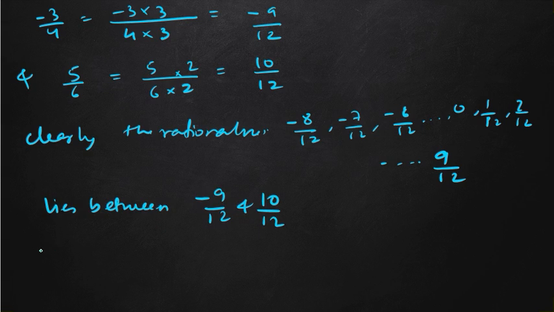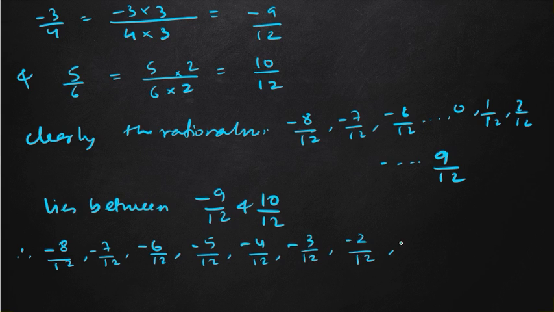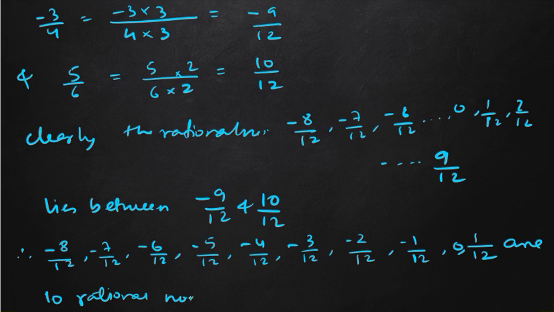Therefore you can take any 10: minus 8 by 12, minus 7 by 12, minus 6 by 12, minus 5 by 12, minus 4 by 12, minus 3 by 12, minus 2 by 12, minus 1 by 12, 0. We have to write another one, so 10 rational numbers between minus 3 by 4 and 5 by 6. In this way you can complete question number 5. So take question number 5 to be also homework.